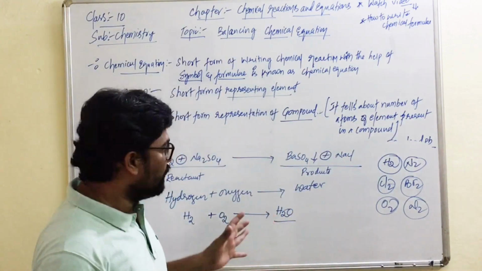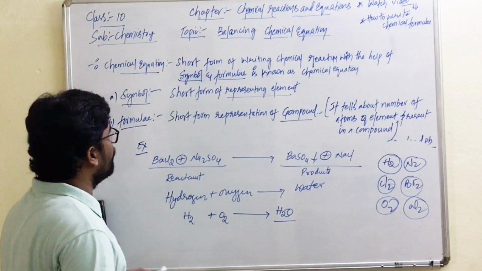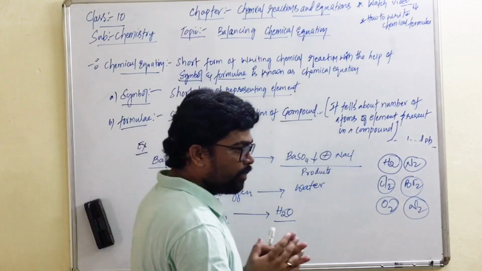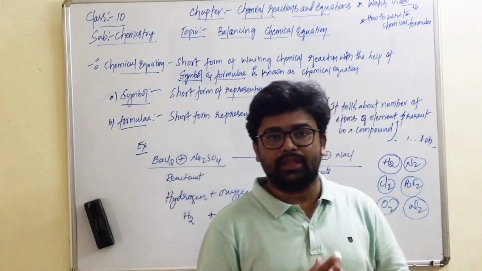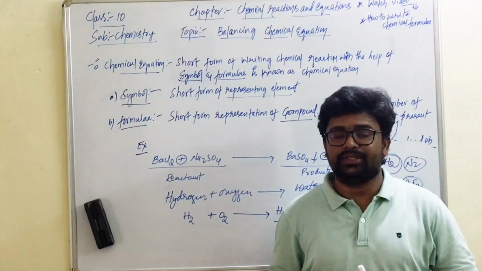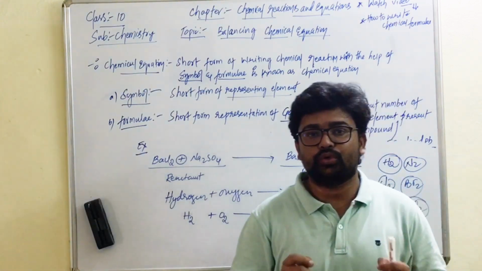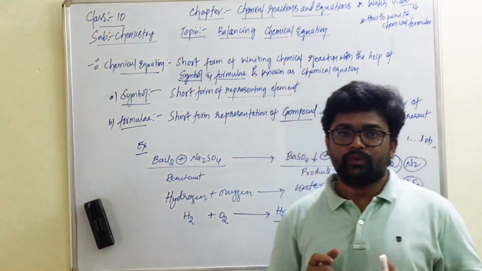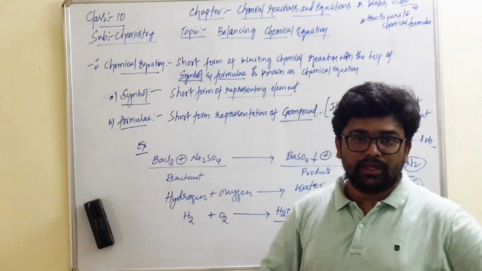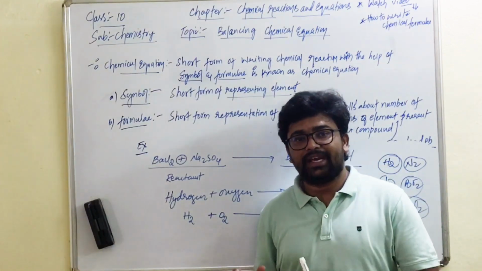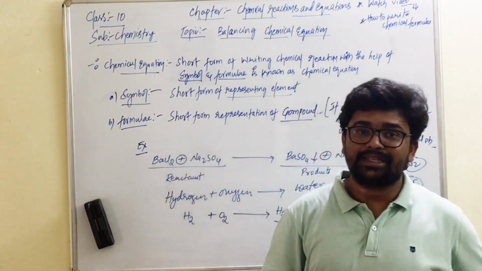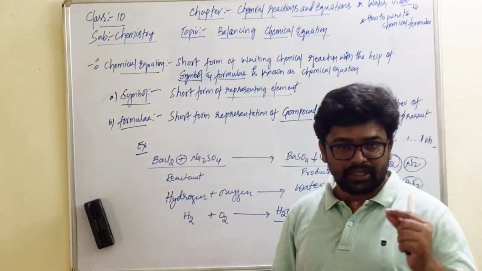Now let us learn a few more things about chemical equations. After writing chemical equations, it is very important to note that the number of atoms involved in the chemical reaction before and after should be equal. That we call a balanced chemical equation, right? If the number of atoms on the left hand side of an equation and the right hand side are equal, then we call it a balanced chemical equation.